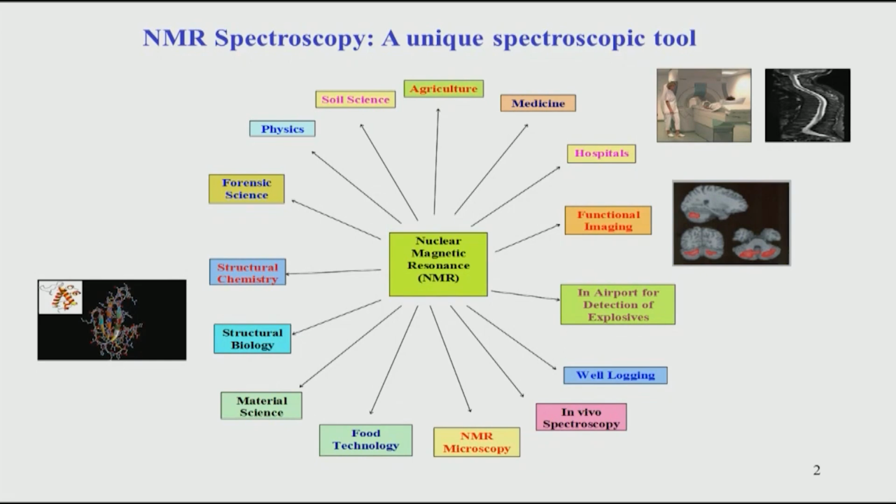NMR spectroscopy is also used in different areas like NMR microscopy and food technology. In fact, testing of many food products nowadays in many companies abroad is done by NMR spectroscopy. But the major focus of this course will be on what is called structural biology and structural chemistry. These are two major applications which have come up in the last 20 years, and we will see how nicely NMR spectroscopy can be used in this area.